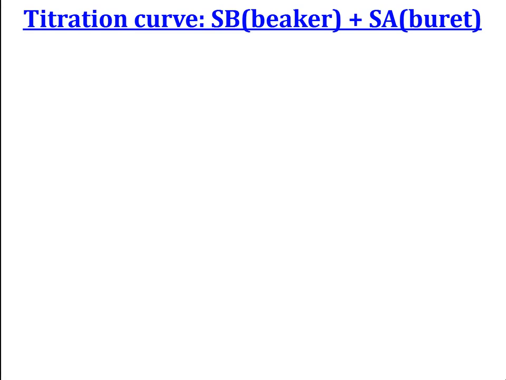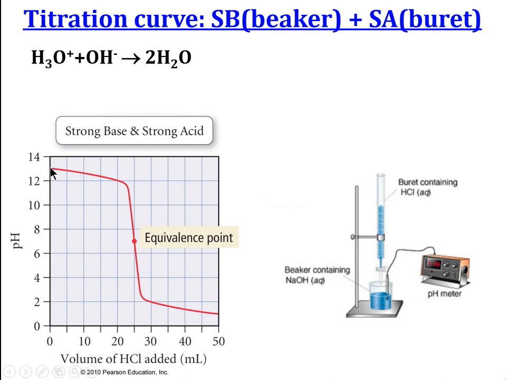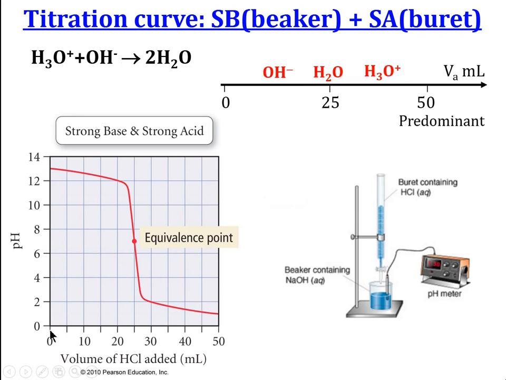Suppose we invert the order of solutions. We put the strong base in the beaker and the strong acid in the burette. So the same reaction takes place: H3O+ plus OH- gives 2H2O, but the pH will start from basic since we have OH- in the solution. As we add H3O+, OH- will be consumed and the pH will decrease. Then at equivalence, we have a jump, then H3O+ is in excess. So between 0 and 25 milliliters, we have OH-. At 25 milliliters, we have H2O, and greater than 25 milliliters of volume added, we have H3O+ that predominates.